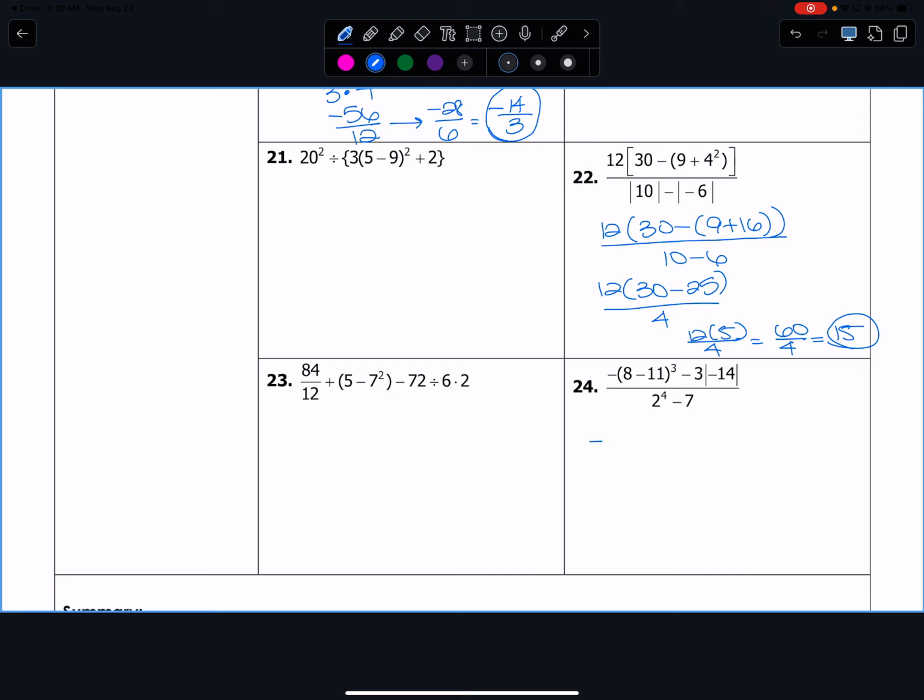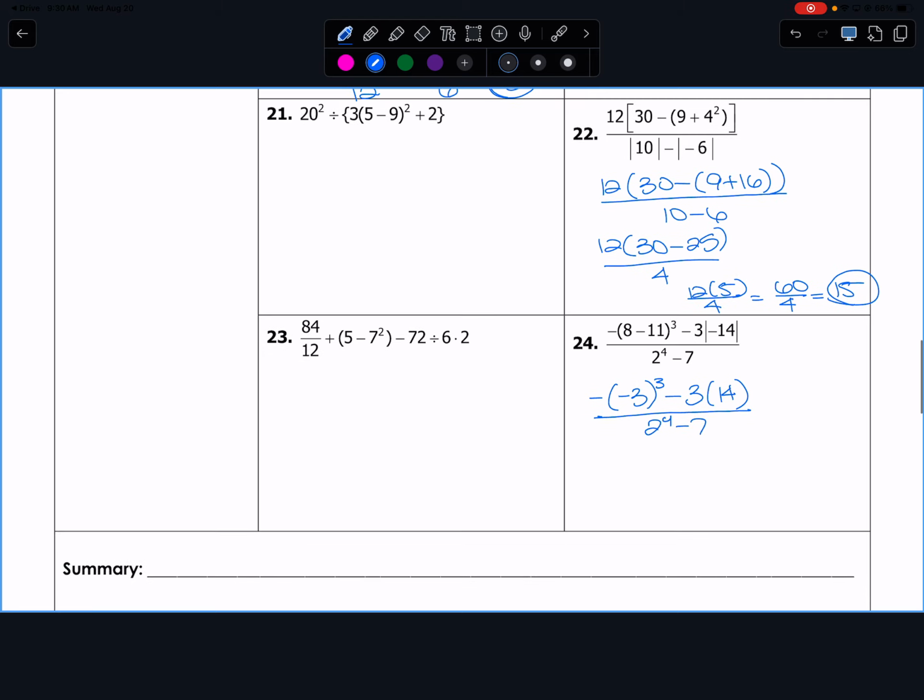24, so I have a negative 8 minus 11 is negative 3. And I'm cubing it. Minus 3, my absolute value of 14 is 14. All divided by 2 to the 4th minus 7. So I can do my exponents. So a negative 3 cubed is a negative 27, but I have a negative sign on the outside of there. So it will be a positive 27.